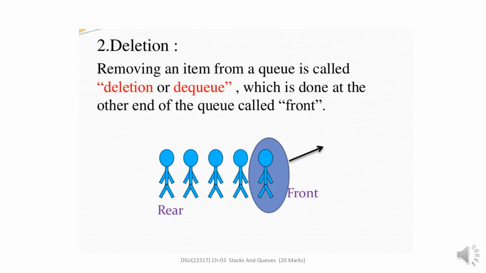So this is now our deletion operation. Deletion means removing an item from the queue, called deletion or dequeue, which is done at the other end of the queue called the front. See here in the diagram, we can see that there is a front end, and from that front end we have to remove the elements from the queue. That means we can't remove the element from the rear. Okay.